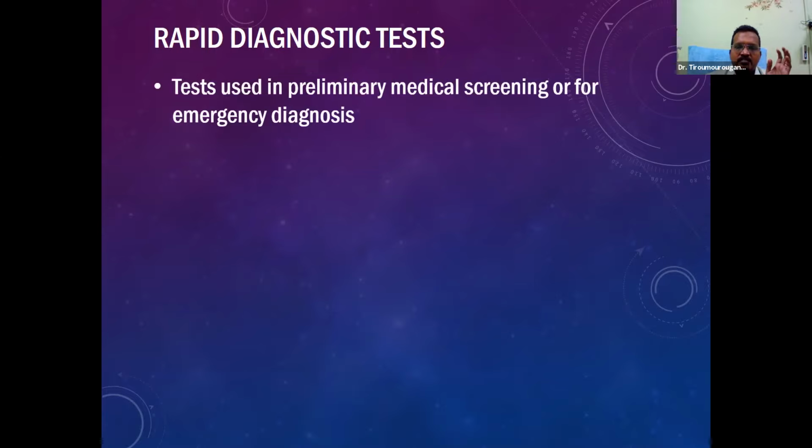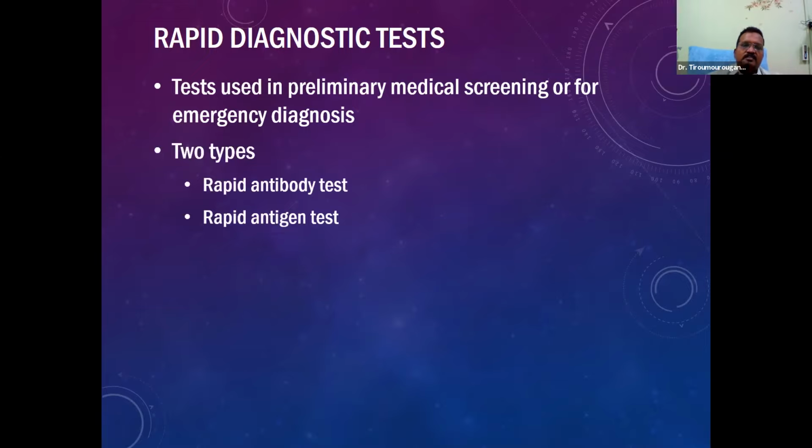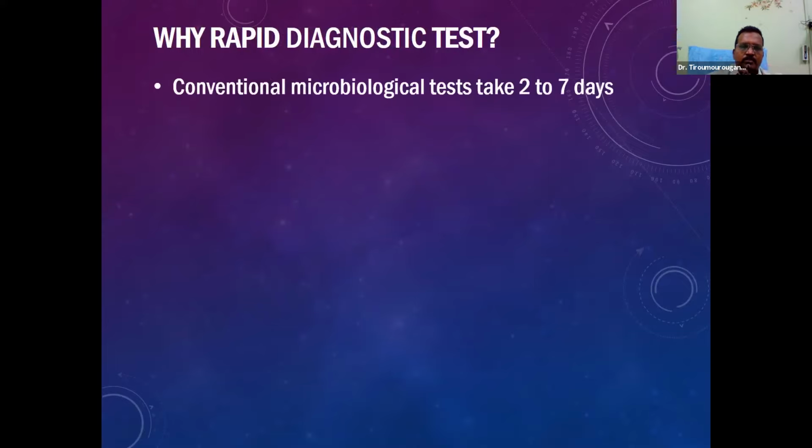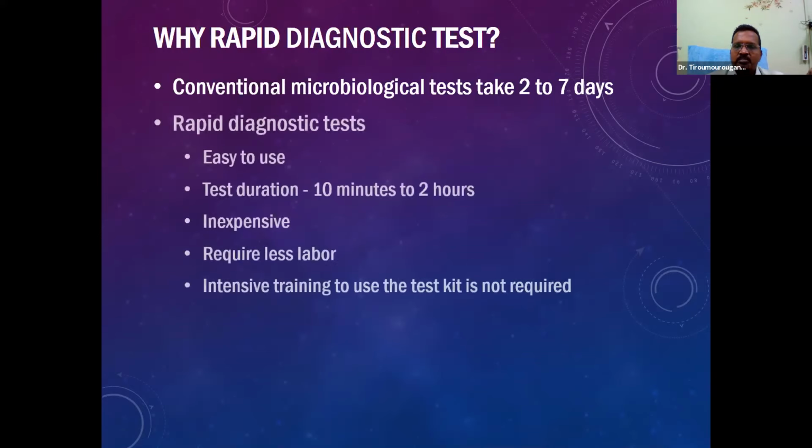Basically, they are used as a screening early on or for emergency diagnosis. Most of these tests are based on either antigen or antibody. Now, the common question we all like to know is, why do we want to do a rapid diagnostic test? Because they do have their own drawbacks, which we'll talk about in the subsequent slides. Conventional microbiological tests like cultures take a long time to get the results. It may take anywhere between 2 days, and something like tuberculosis might take even weeks and months together.